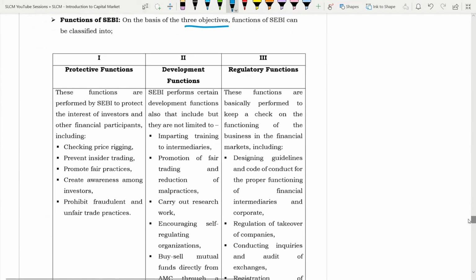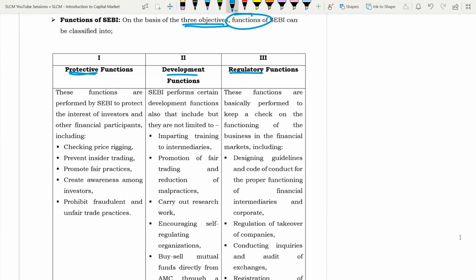Depending upon the three objectives that we saw, that is protection, development, and regulation, based on these three keywords the functions of SEBI have been classified. For protection of investors, they have to carry out certain functions called the protective functions. To develop the securities market, they carry out the development functions. And to regulate the securities market, they carry out the regulatory functions of the Securities Exchange Board of India.